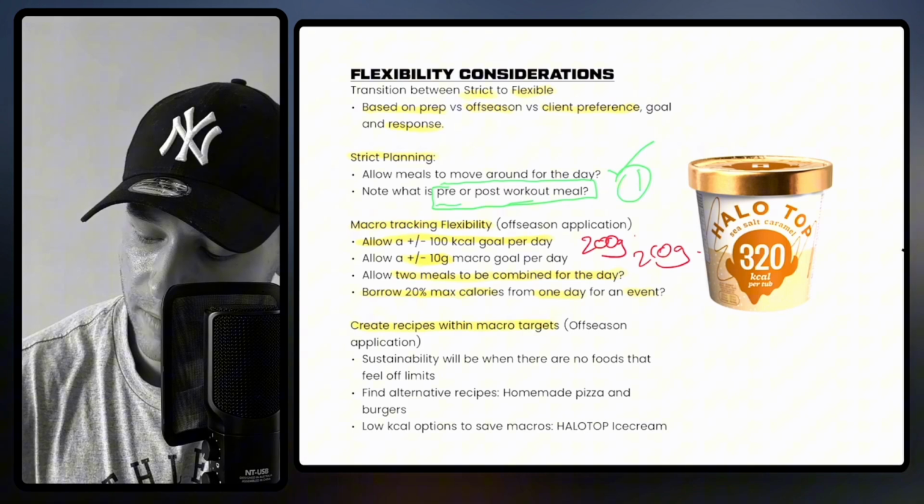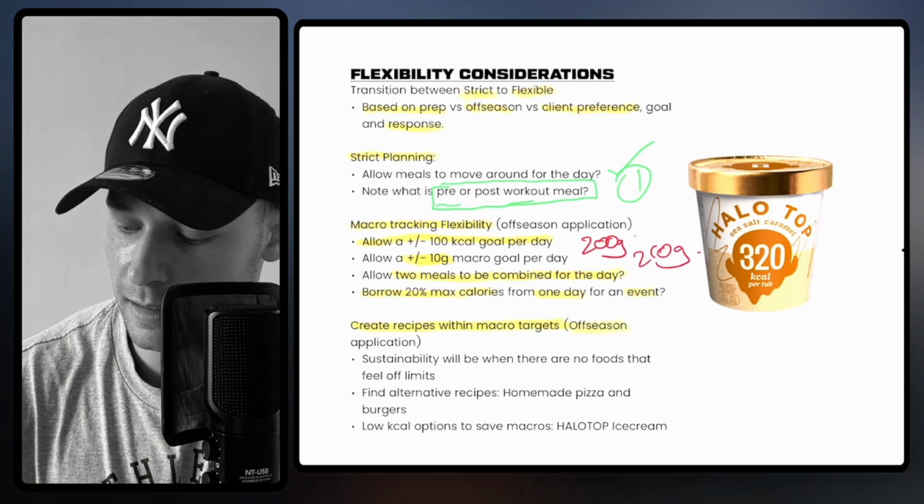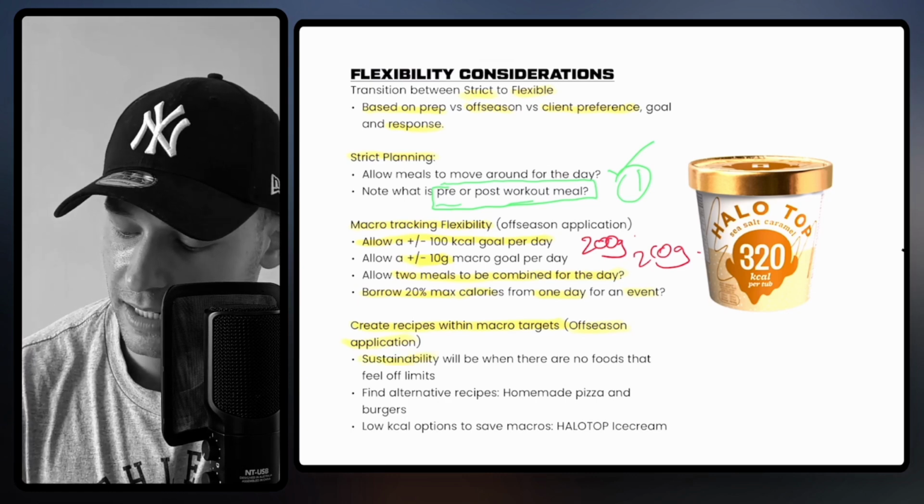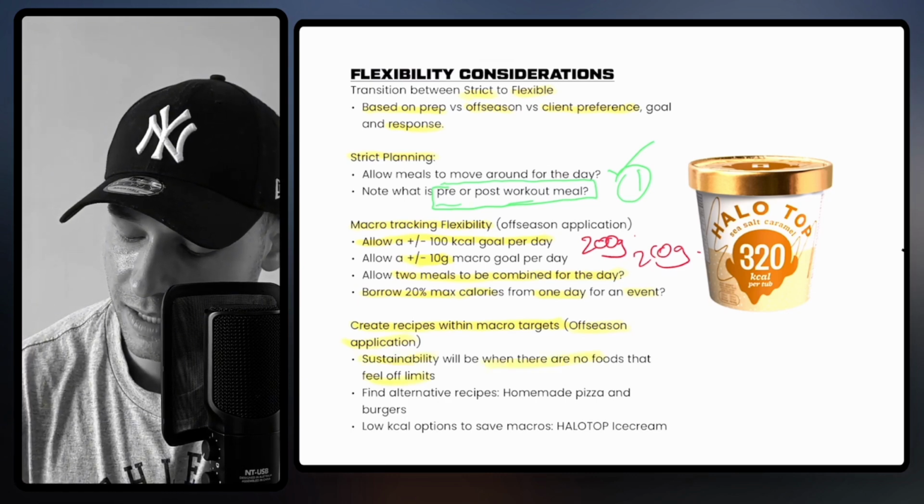You can also create recipes with macro targets, and this is applicable in the off season because it's going to allow for sustainability where there are no foods that feel off limits.